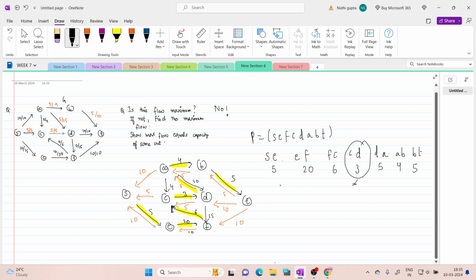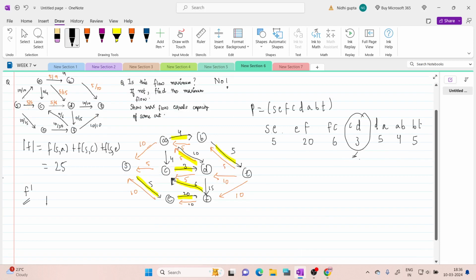So if path capacity is 3, what is the initial flow? The initial flow is basically the flow going out of S. It will be FSA plus FSC plus FSE, which is 10 plus 5 plus 10, so 25. If path capacity is 3, that means we should be able to find a new f prime which will have flow value 28.